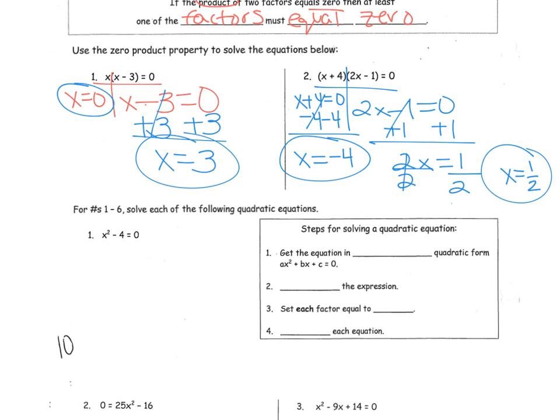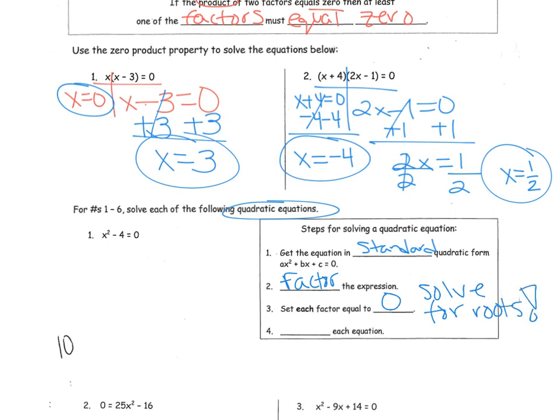Okay. So let's take a look at the bottom here. For questions 1 through 6, we're going to solve each of the quadratic equations, and we're going to do it by factoring. So very first step, you always need to get the equation in standard form. Okay, standard form, a is out front with the x squared, b is attached to x, plus c, which is our constant, equals 0. Then we are going to factor the expression, set each factor equal to 0, because again, we're solving for the roots, or the zeros. Okay? And we are solving the equation.